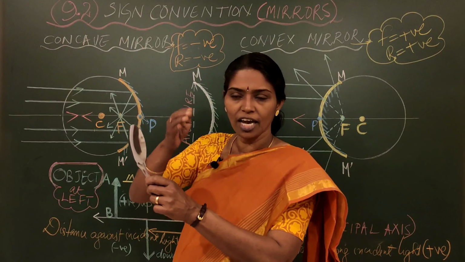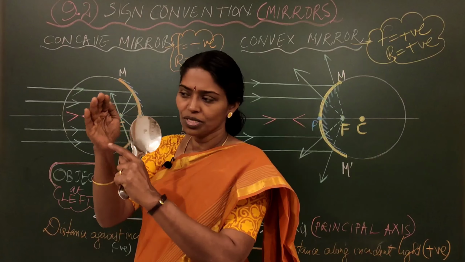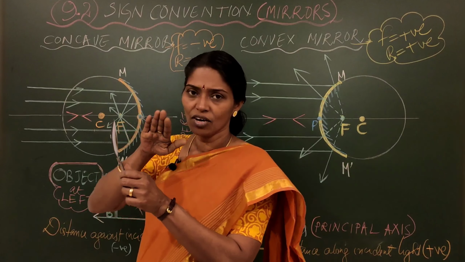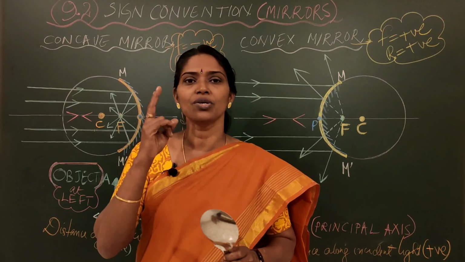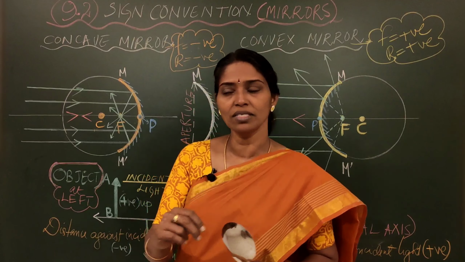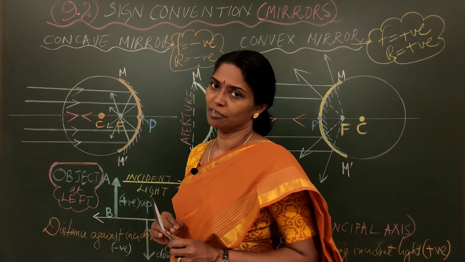One is a concave mirror. The inside portion is like a cave, like this. So we'll say concave. The other side is known as a convex mirror. So you will have two kinds of spherical mirrors: one a concave mirror, the other a convex mirror.